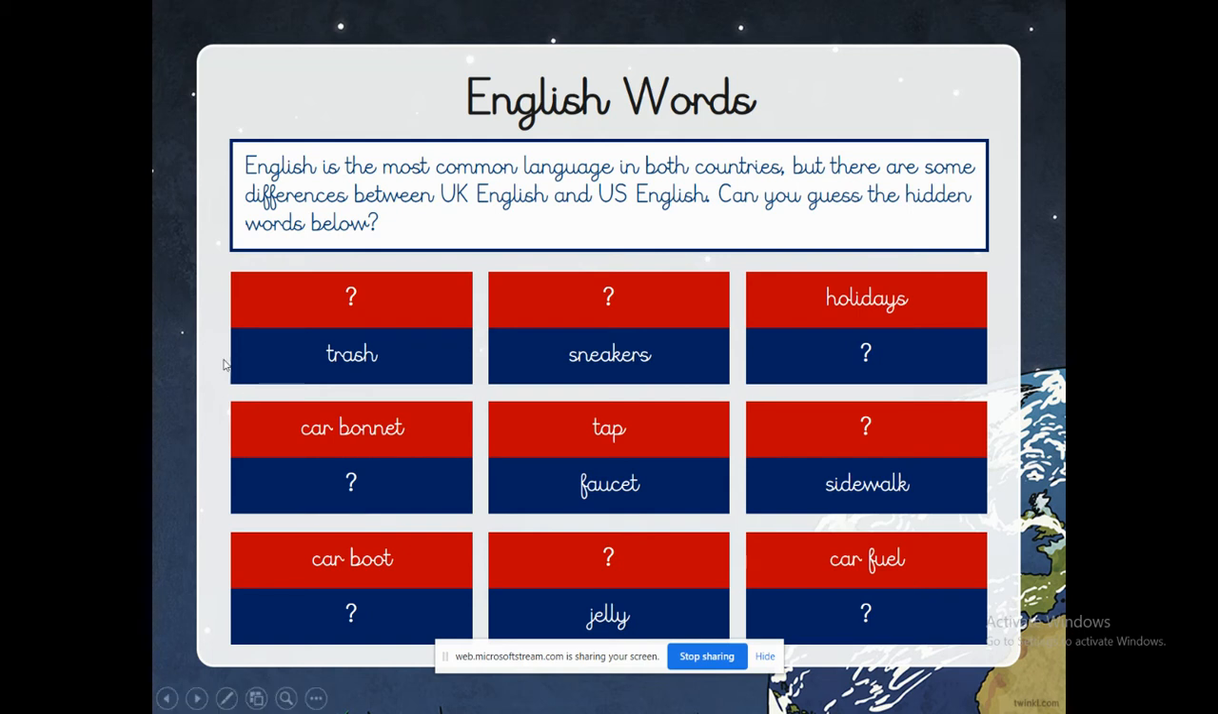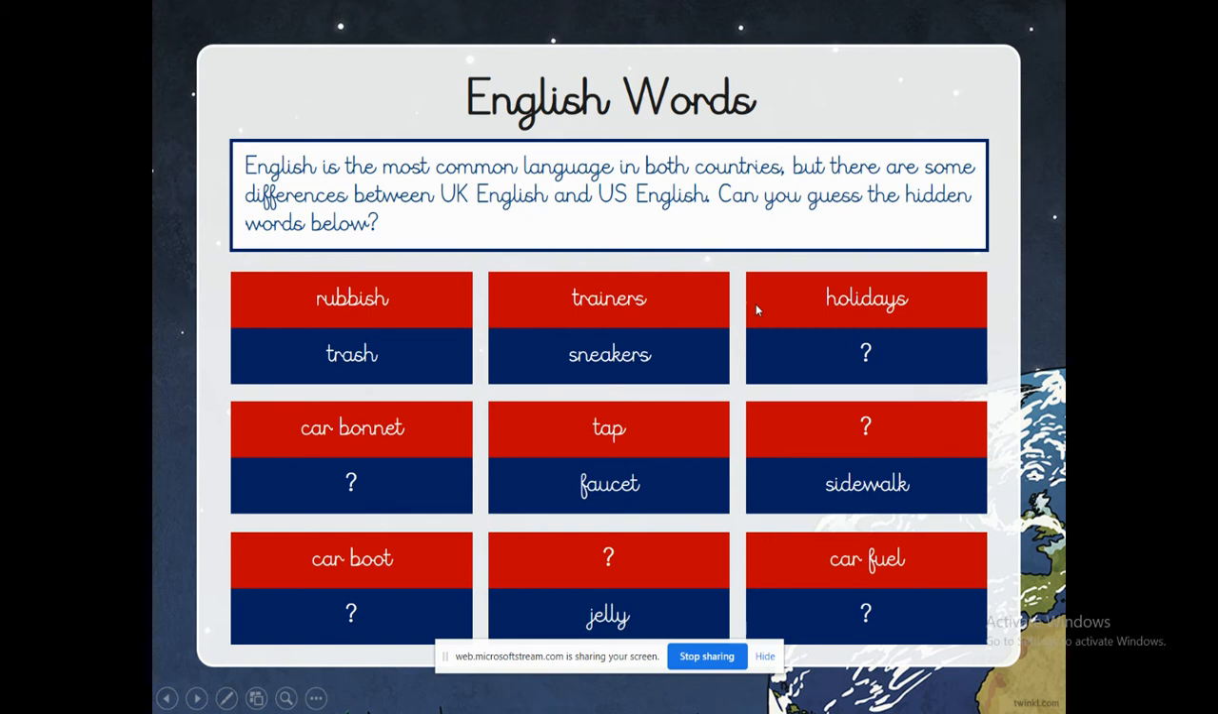Okay, what does trash mean in Britain? I'm sure you know this one. It's the same as rubbish. Americans call these sneakers. What do we call them? If you've guessed correctly, you've guessed trainers.